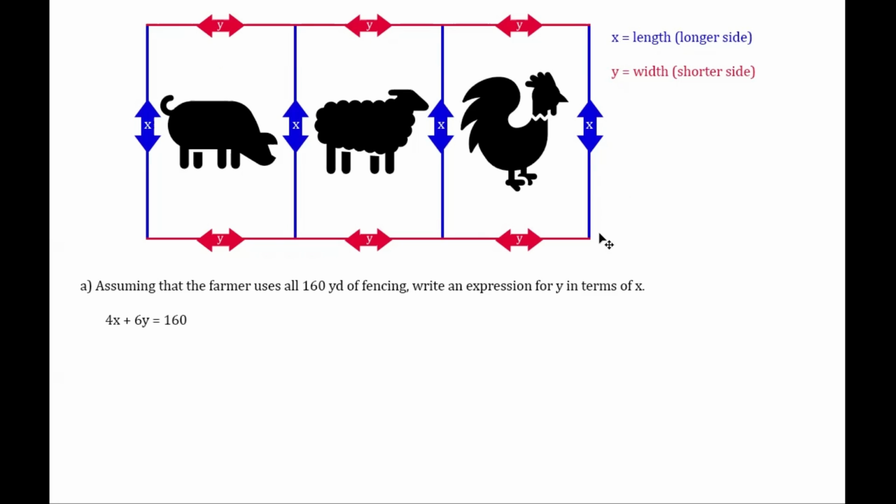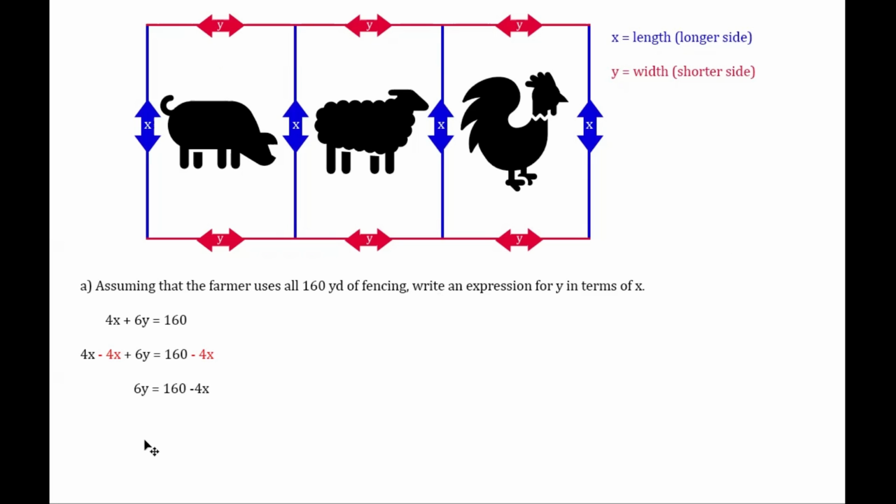They do say write an expression for y in terms of x. So they're basically saying solve for y. That's what this means. So if I'm going to solve for y, the first thing I'll do is subtract 4x from both sides. 4x minus 4x, the x's will cancel. And I can't do 160 minus 4x because they're unlike terms. So that's just going to bring me down to 6y equals 160 minus 4x.